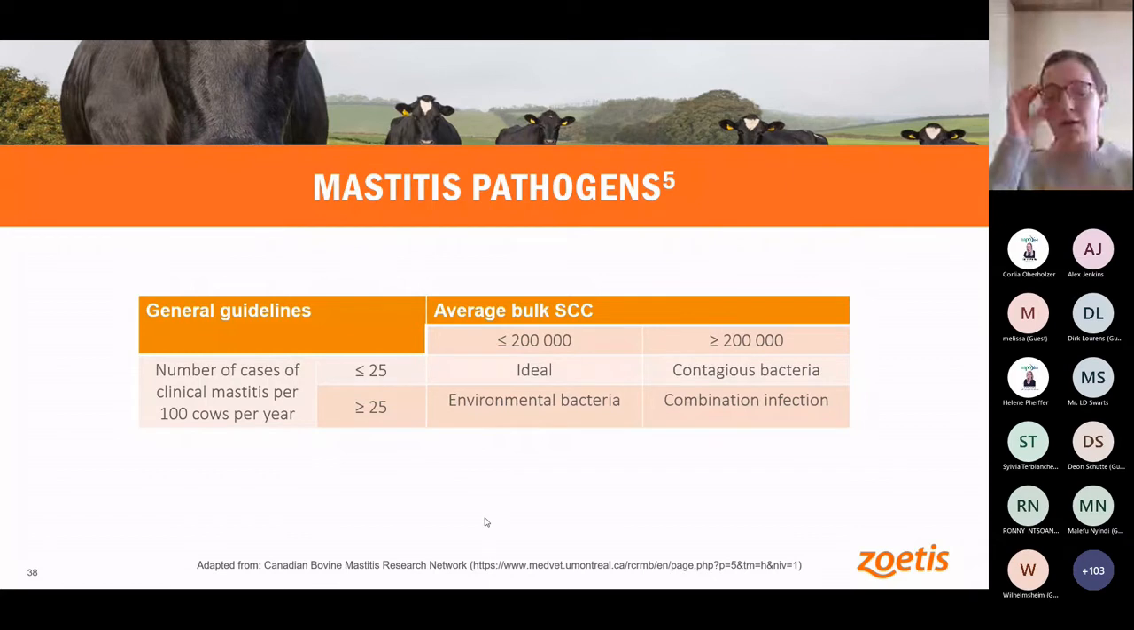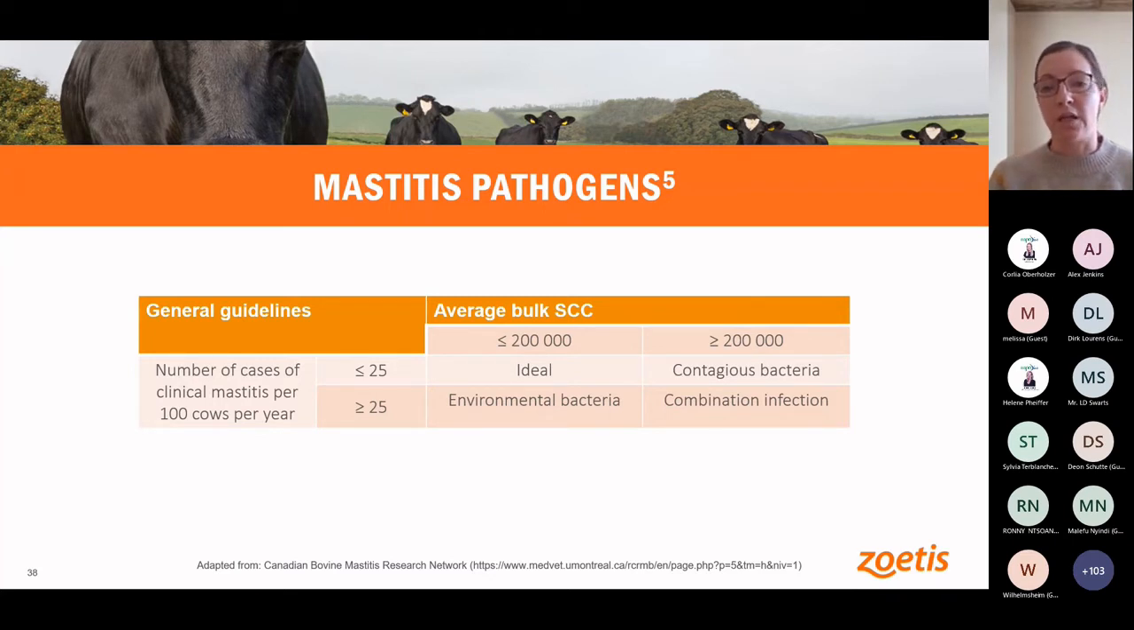Right, so another general guideline, not necessarily going to be the same in every scenario, but just generally, look at the average bulk tank somatic cell count, if it's less than 200,000 or more than 200,000, and look at the number of cases of clinical mastitis per 100 cows per year, if that is 25 more or less. So remember what we said. Obviously, we want a somatic cell count less than 200,000, and we want less than 25 cases of clinical mastitis per 100 cows per year.